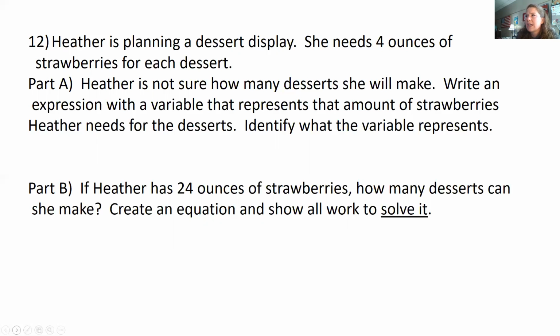So she doesn't know, what did it say? She's not sure how many desserts she will make. However, she does know that for each dessert, she will use 4 ounces of strawberries. So how many desserts? We don't know. So we're going to let x equal the number of desserts. And I have to do this because it told me to identify what the variable represents. X represents the number of desserts. So I have that last set of directions finished.